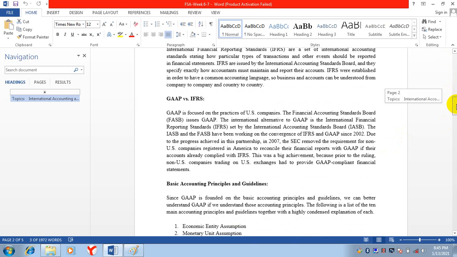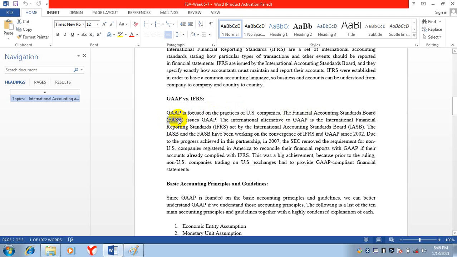Now GAAP versus IFRS, what is the difference? GAAP is focused on the practice of US companies. I told you GAAP is followed by US companies. The Financial Accounting Standards Board issues GAAP. And who made GAAP? The Financial Accounting Standards Board. The international alternative to GAAP is the International Financial Reporting Standards.